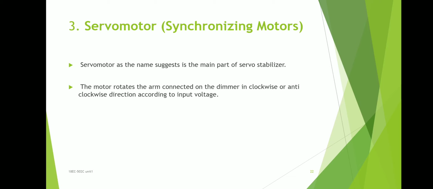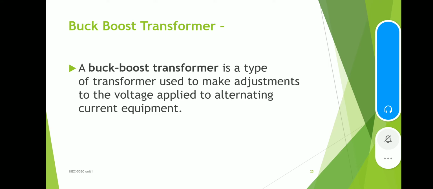And a buck boost transformer is also a type of transformer. It makes adjustments to the applied voltage to alternating current equipment. A transformer has primary and secondary windings, so whenever there is a variation in the primary winding, the output secondary winding voltage also varies. So this buck boost transformer has the facility to make adjustments to the applied voltage to alternating current equipment.